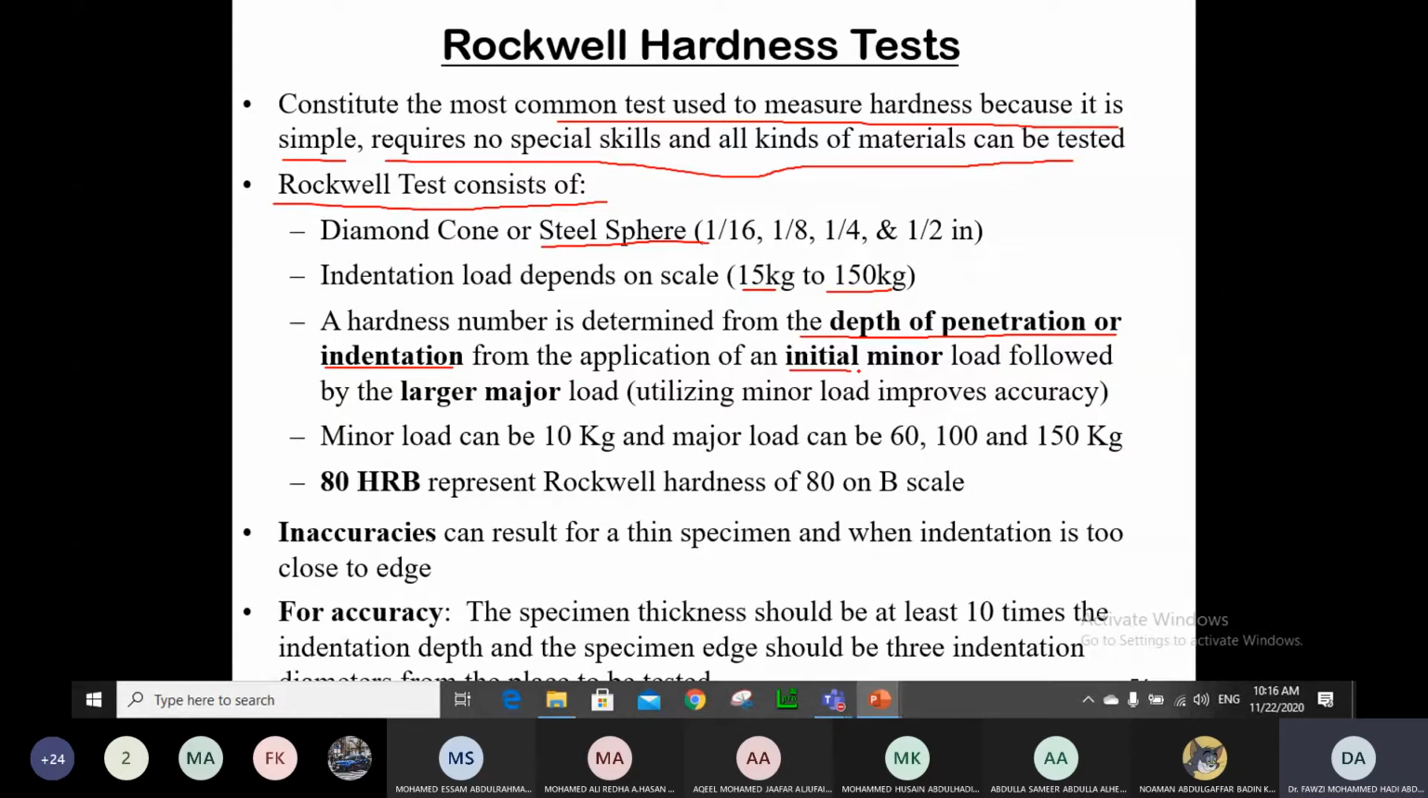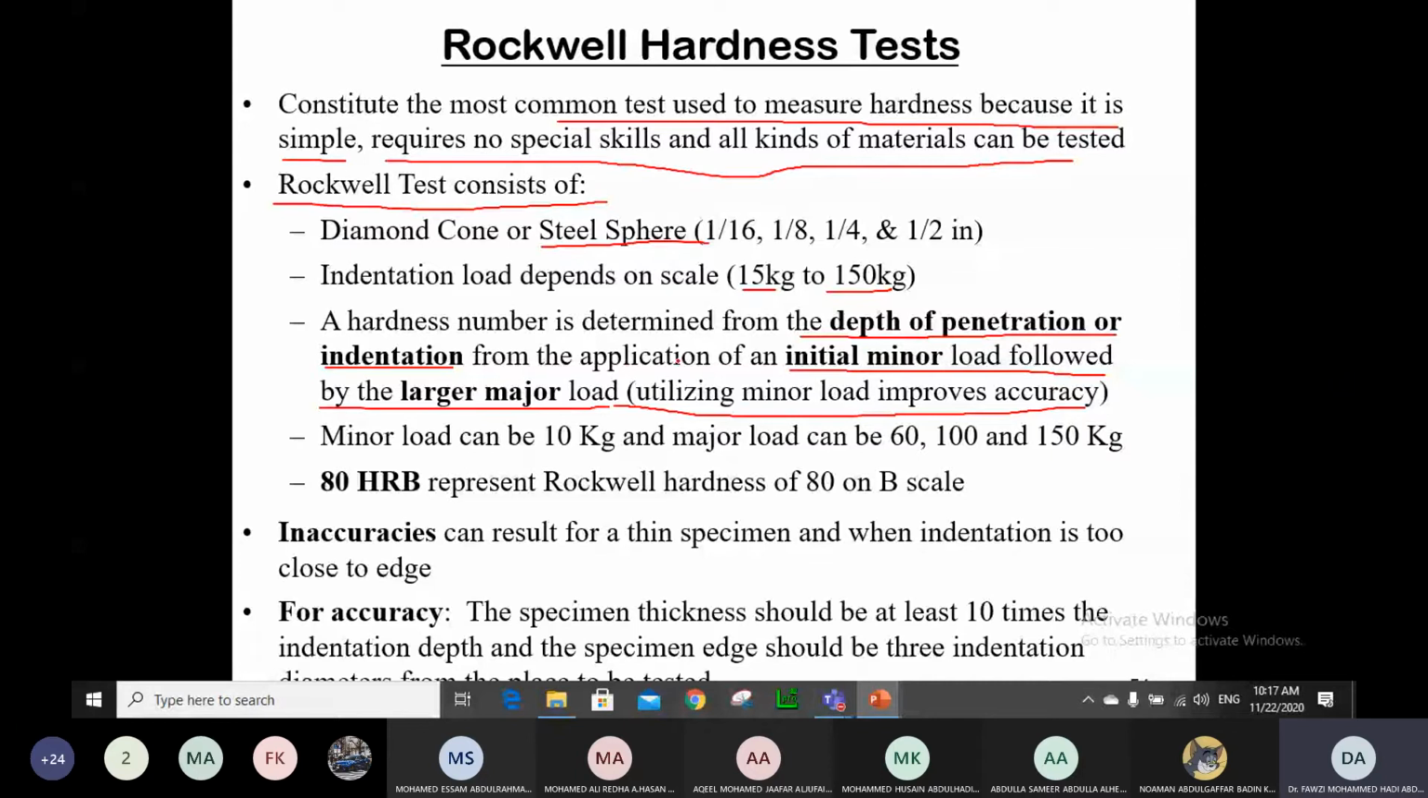And we normally use an initial load followed by a larger load. Why do we do that? Utilizing a minor load improves the accuracy. In our lab also, before we do any testing, we use the machine once or twice in order to make the springs work and move the weights at the back of the machine, to have good accuracy.